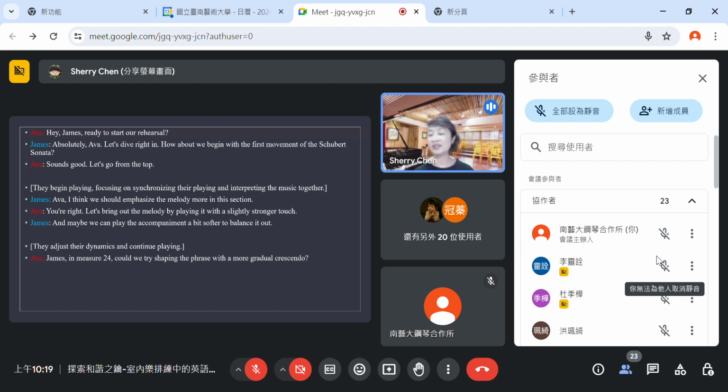So here you see how Ava and James, they're two partners, but when they are communicating, they sound very polite, and they're very specific. For example, here, Ava tells James, in measure 24, could we try shaping the phrase with a more gradual crescendo? She wants a more slowly, steadily crescendo rather than an abrupt crescendo.